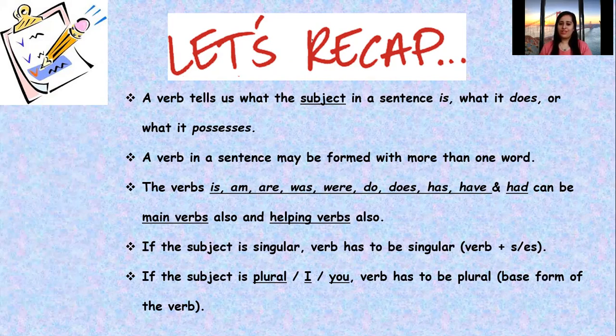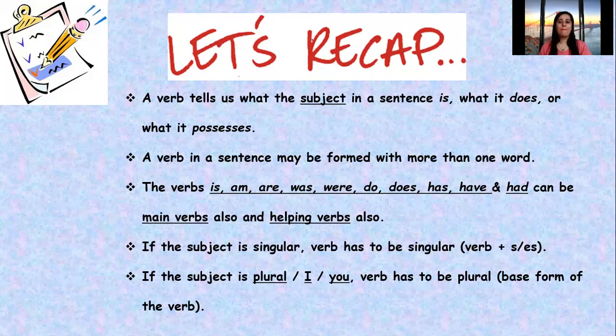If the subject is singular, verb has to be singular. If the subject is plural, I or you, the verb has to be plural. That means base form of the verb. I hope it is clear. All the concepts that I have just taught you are clear, but I would recommend you to go through the video once again for better understanding.